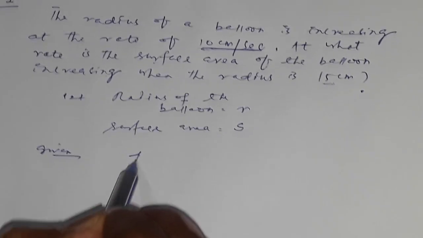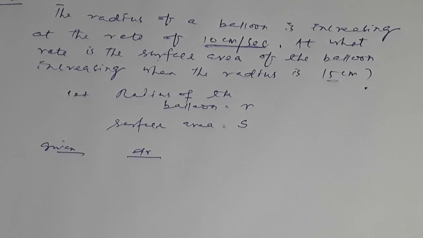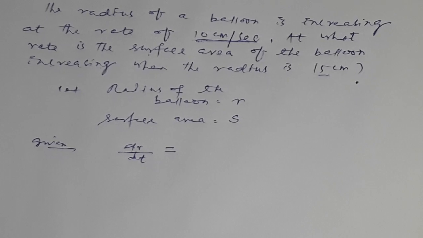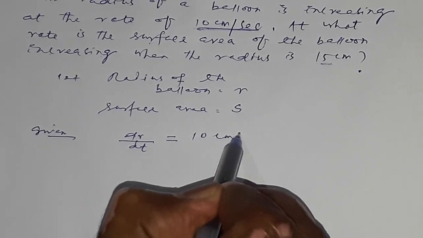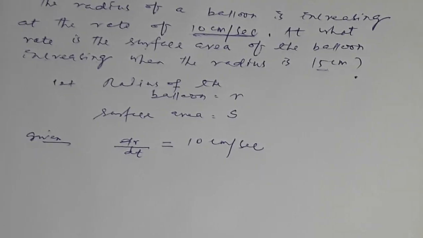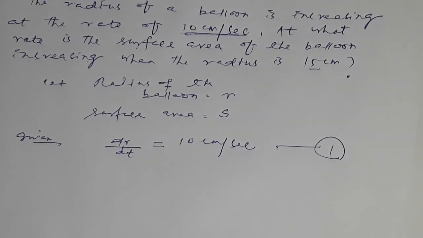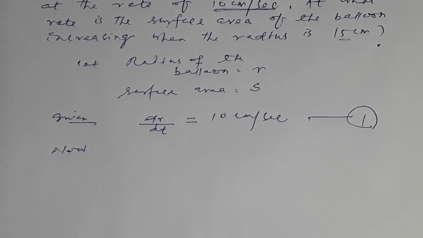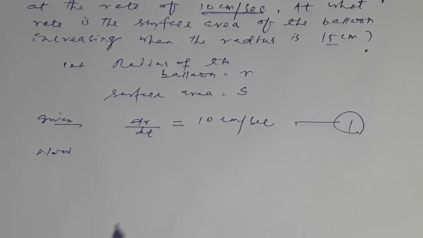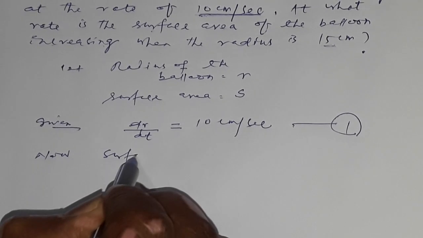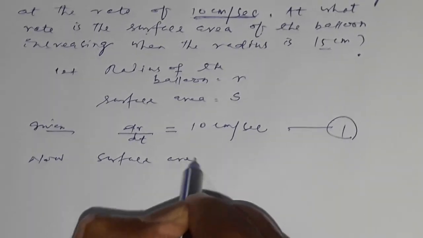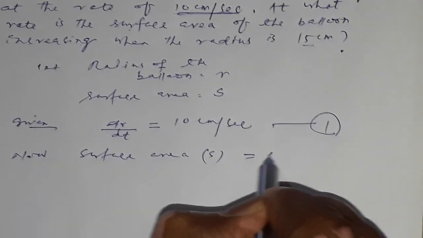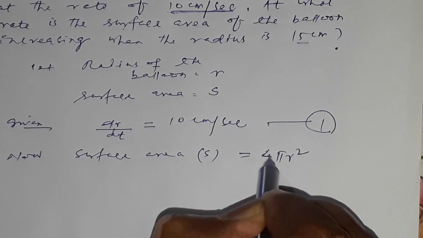Given the rate of change of radius with respect to time t equals 10 cm per second. Now the surface area S of the balloon equals 4 pi r squared.